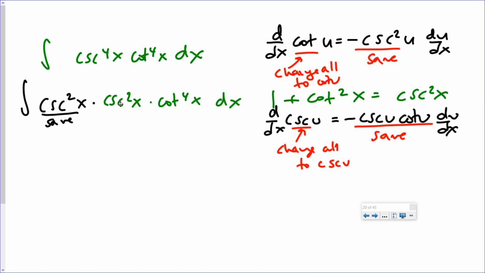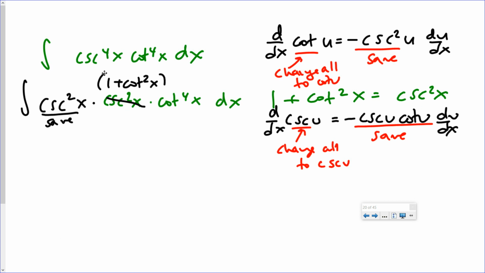Then if I decided to save a cosecant squared x, that means I have to change everything else to cotangent. Is it all changed already? No, this one's not. So I'm going to change this to cotangent. To change cosecant squared to cotangent, that's 1 plus cotangent squared x. That's using the Pythagorean theorem. So that's what I do: I save a cosecant squared, and I change everything else to cotangent.